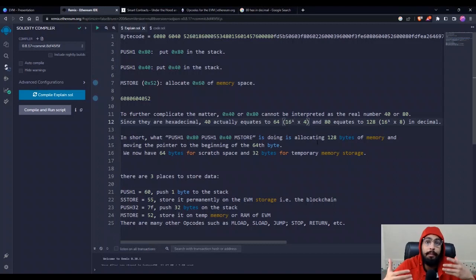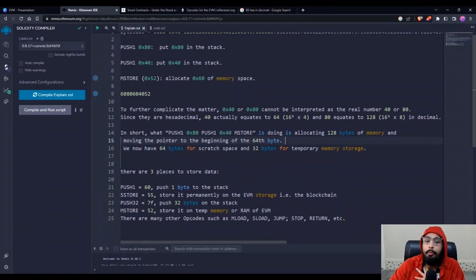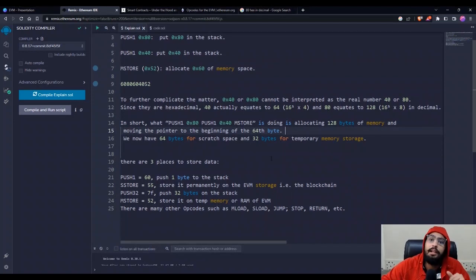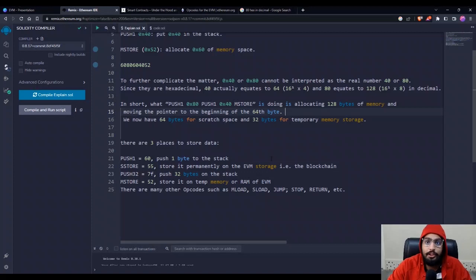So see, what is happening is that here, if I'm not wrong, it is the initialization of your code. It basically is also an initialization of your EVM instance as well, right? So it is generating 32 bytes of temporary memory storage and 64 bytes for your scratch space. If I'm not wrong, this is the initialization of your EVM, and this remains the same for all of your smart contracts, right? So let's discuss more about it.